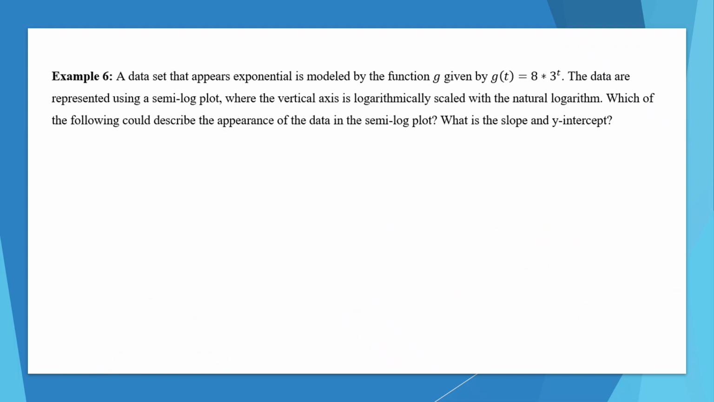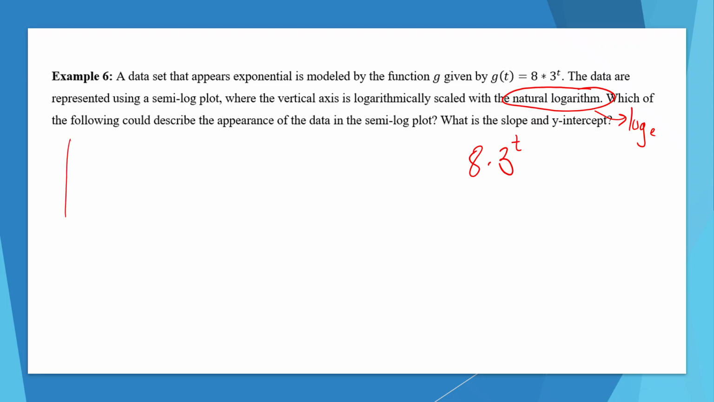So let's take a look here. A data set that appears exponential is modeled by this function, 8 times 3 to the power of t. The data is represented using a semi-log plot where the vertical axis is logarithmically scaled with the natural logarithm. So this is going to be log base e, or e is going to be our n value here. Which of the following can describe the appearance of the data in the semi-log plot? What is the slope and y-intercept?